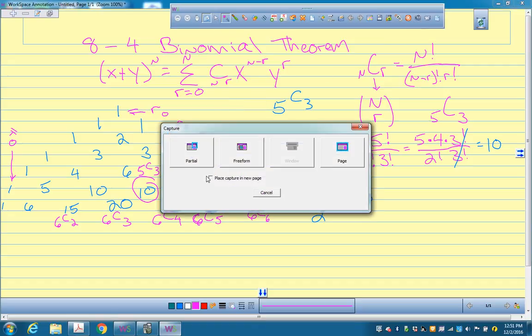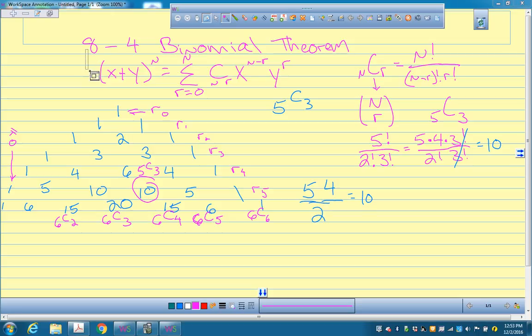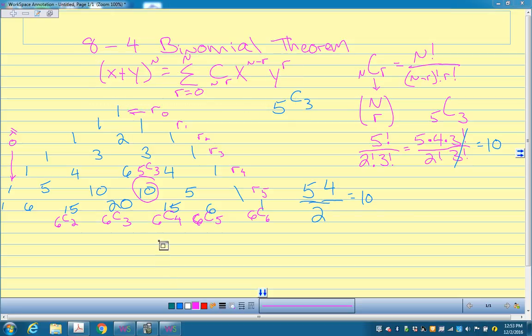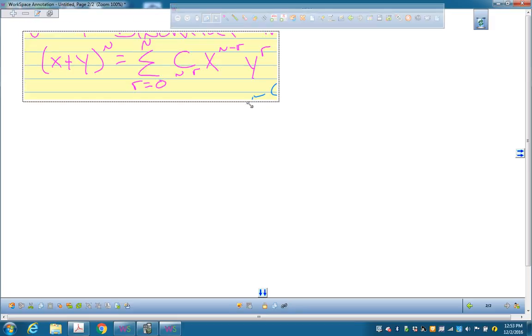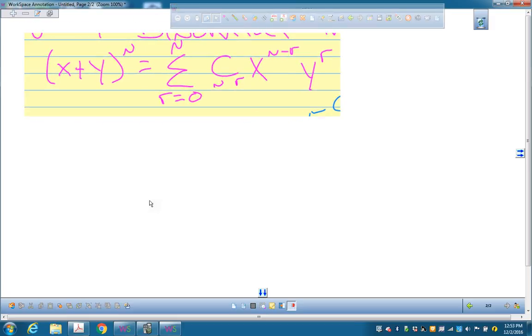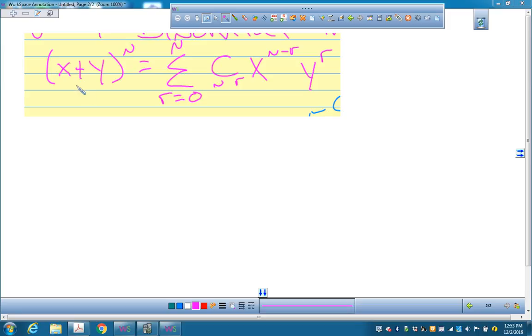Some of you did the binomial theorem last year, no? I doubt you saw it in this form. But what it means is it's just a way to do a high degree expansion. If you want to do this to the 6th power, you don't want to multiply x plus y times x plus y times x plus y times x plus y, right? You want to use a formula.